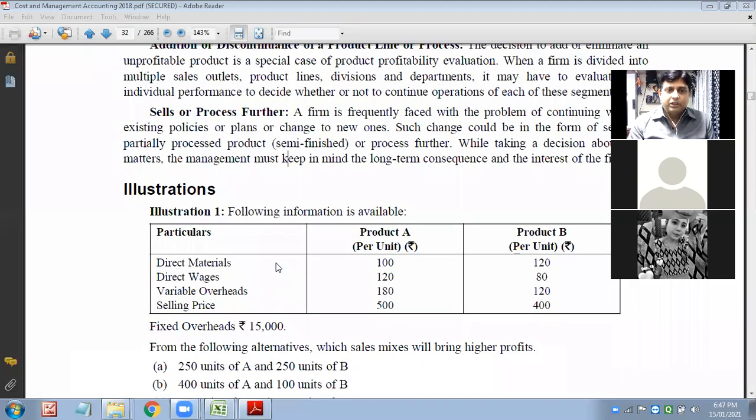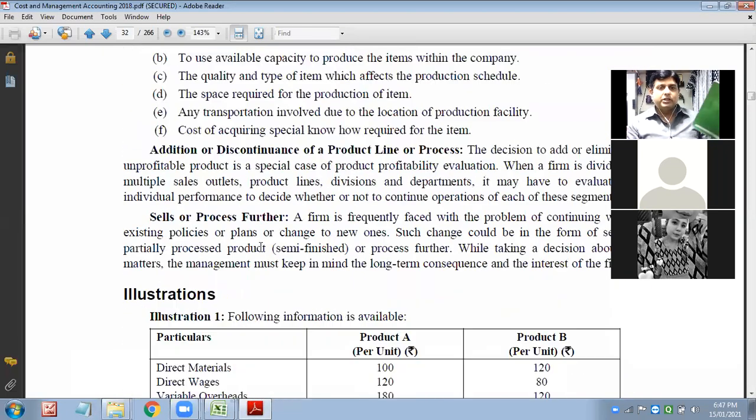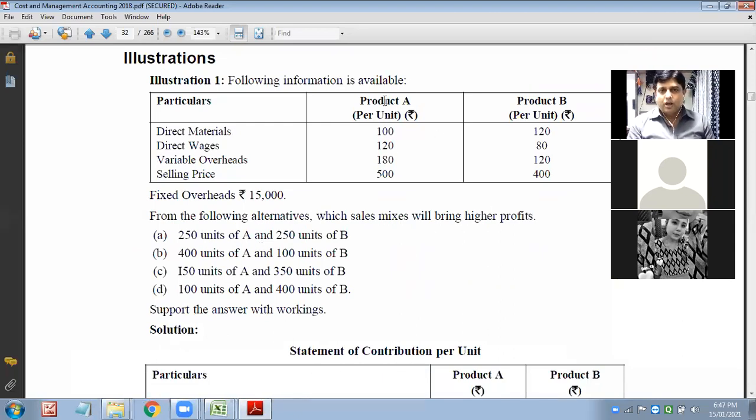So let's take the first question, which is on page number 26. There are two products, product A and product B. Direct material we have, direct wages we have, variable overhead we have, selling price we have, fixed overhead we have. From the following alternatives, which sales mix will bring the highest profit? 250 of A and 250 of B, 500 units. 400 of A and 100 of B. So we are going to apply the logic of marginal costing, and then we will see out of these which is the best possible sales mix.